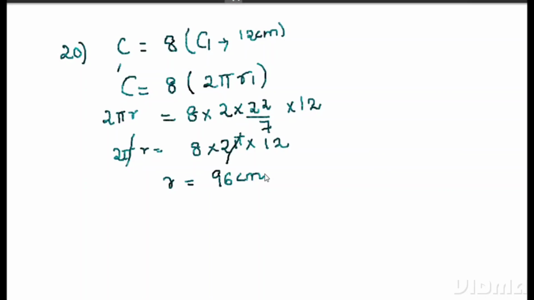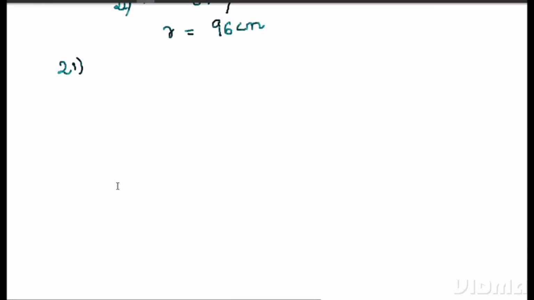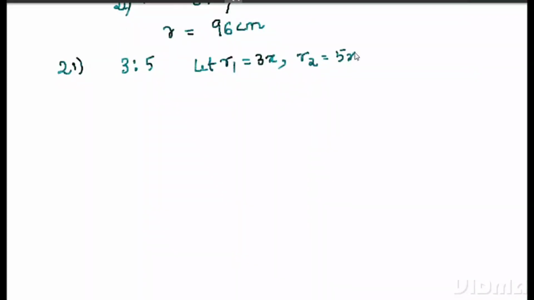Now let's see the 21st question. The 21st question says that the radii of two circles are given to you. What are the radii of the two circles? Here they have given it to you as a ratio. The ratio of the radii of the two circles is given as 3:5. So can I write that R1 will be equal to 3x and R2 will be equal to 5x? Yes. You have to find the ratio of their circumferences, that means you have to find C1 by C2.